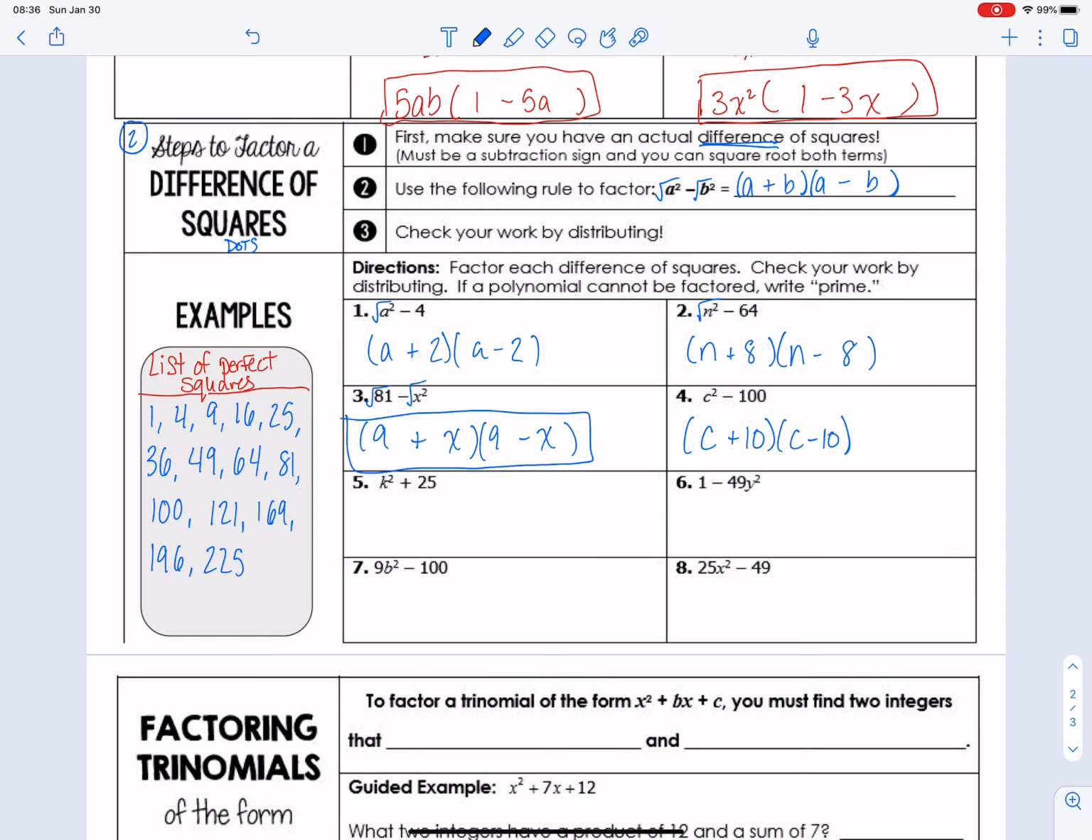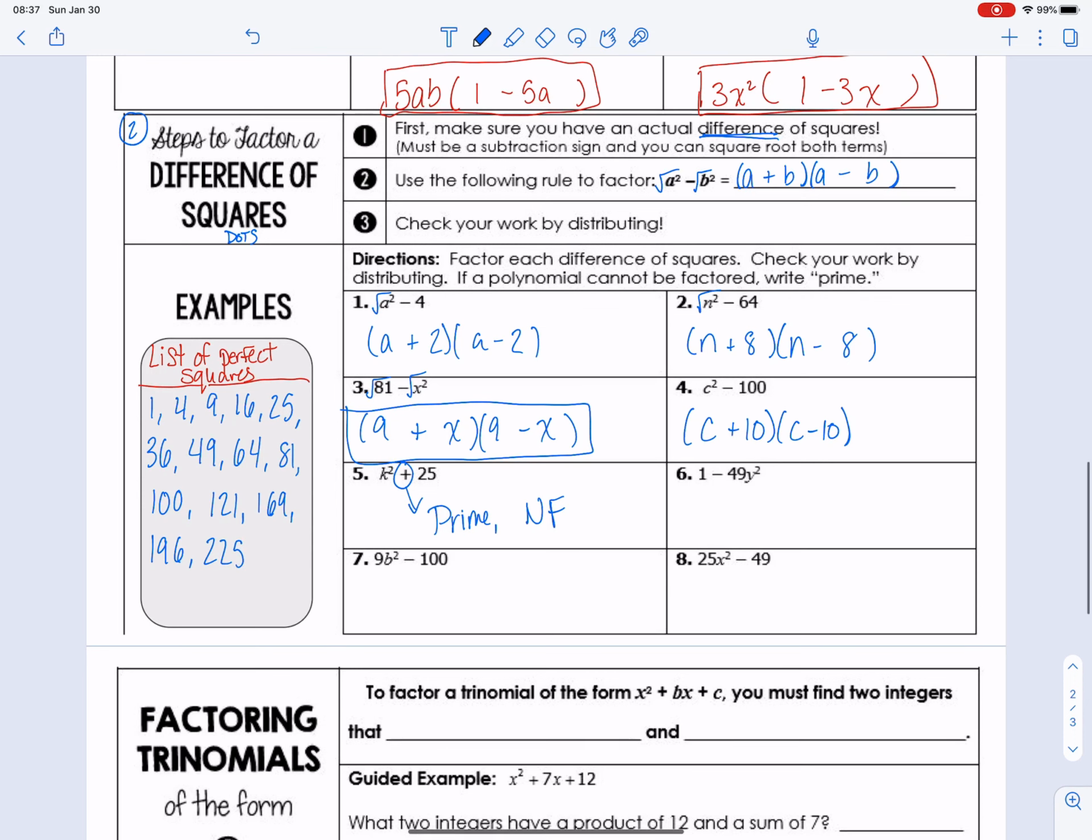Number 5, there is no GCF, but notice how there's a plus sign here. This is not a difference of 2 perfect squares, so we can't actually factor this using this method. So we would say this is prime, or NF, which stands for not factorable. Okay.